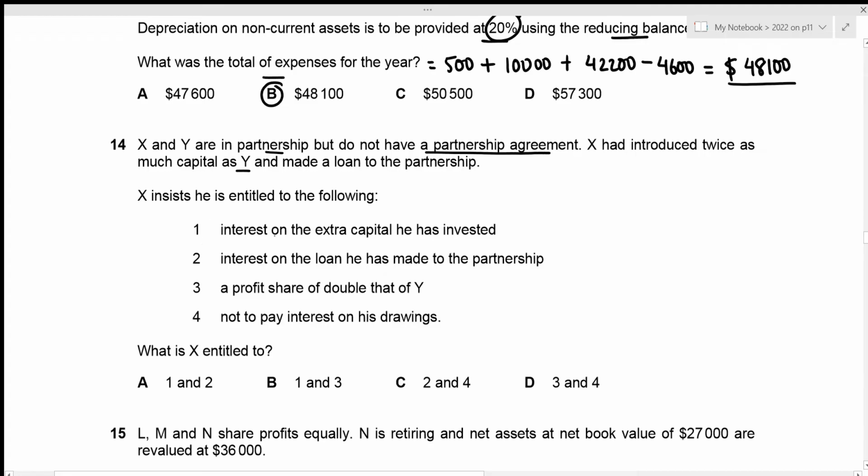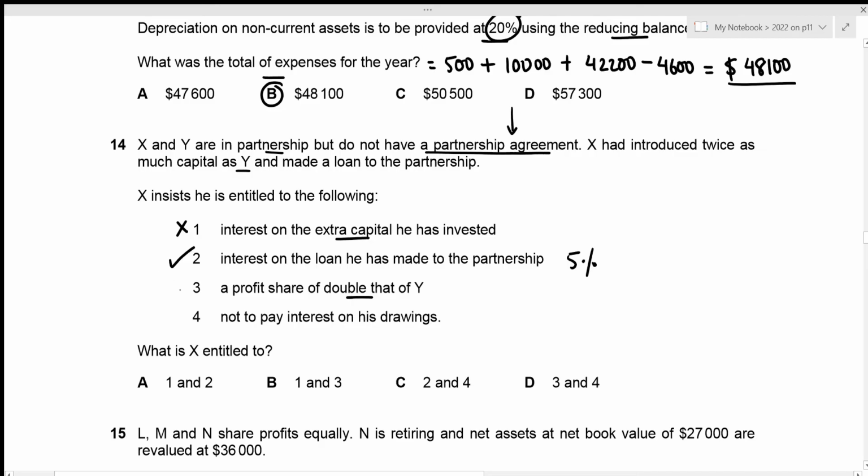So the first one is interest on the extra capital he has invested. We know that there is no partnership agreement, and in case of no partnership agreement, no interest is allowed on capital. So this he is not entitled to. Then the second one is interest on the loan he has made to the partnership. Under no partnership agreement, interest on the loan is fixed at 5%, which means that X is entitled to the interest on the loan he has made to the partnership at 5%. This is correct. The third one is the profit share of double that of Y. Under no partnership agreement, the profits are shared equally among the partners. So he will not be entitled to double profit share.